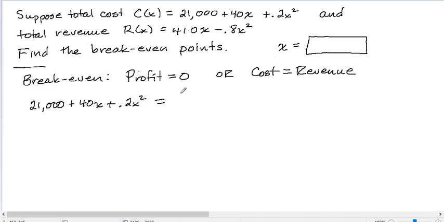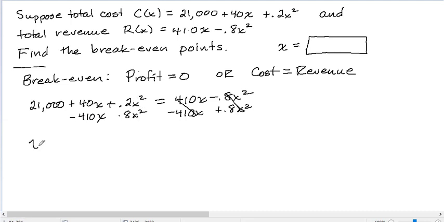So cost equals revenue. I now have a quadratic equation. So to solve it, I need to set one of the sides equal to 0. So I will move the 0.8x squared over to the other side and subtract 410x from both sides. Now I've got 1 whole x squared minus 370x plus 21,000 equals 0. And I want to solve for it.